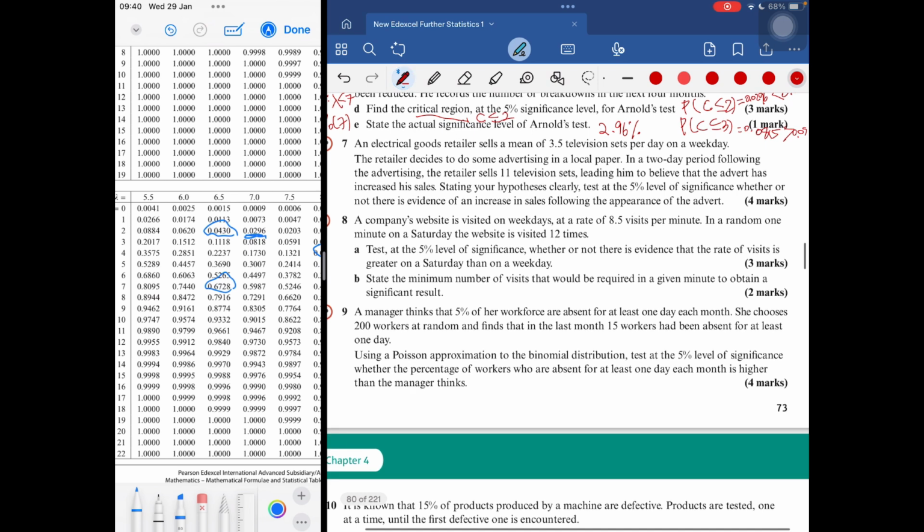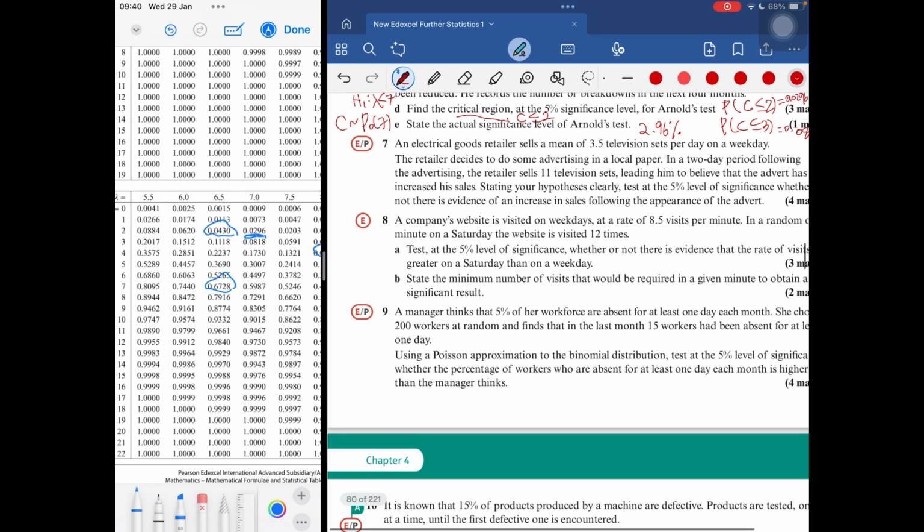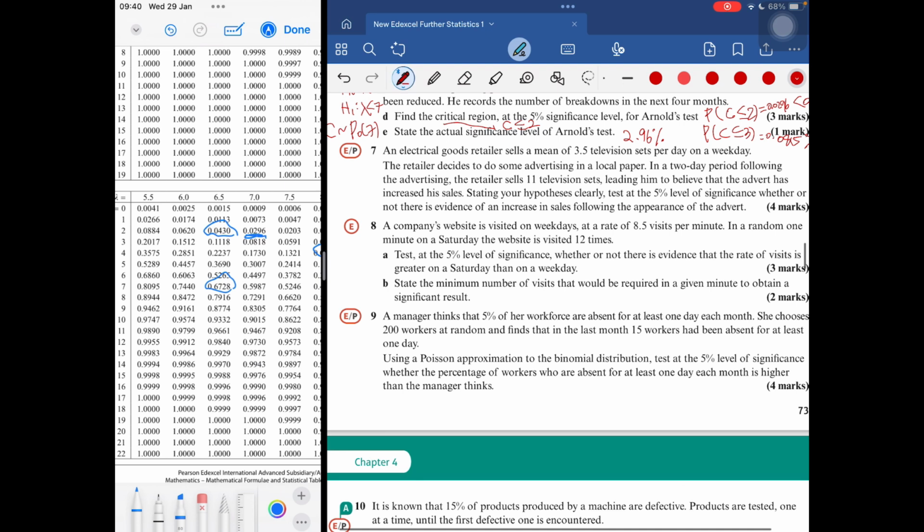Number 7. An electrical goods retailer says a mean of 3.5 sales per day. After advertising over a local 2-day period, he sold 11 television sets, leading him to believe the adverts increased his sales. At 5% significance, H0 is lambda is 7. If it is not effective, it should be average 7 per 2 days. So H1 is lambda larger than 7, if it is effective, then it increases the sales.